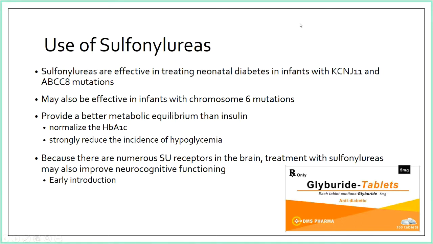So sulfonylureas are effective in treating neonatal diabetes in infants with mutations in the potassium-sensitive ATP channel. They may also be effective in infants with chromosome 6 mutations. In patients who are sulfonylurea responsive, you oftentimes have better metabolic equilibrium when using sulfonylureas compared to insulin. You normalize the hemoglobin A1C more quickly. You strongly reduce the incidence of hypoglycemia. And again, because of the number of sulfonylurea receptors in the brain, treatment with sulfonylureas may also improve neurocognitive functioning.